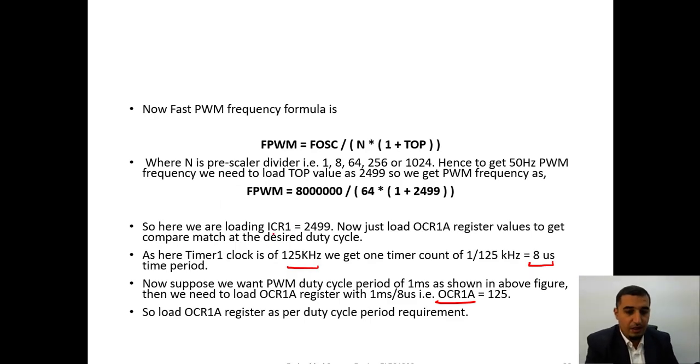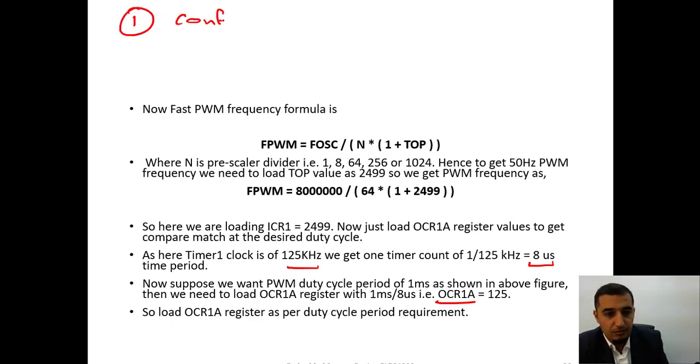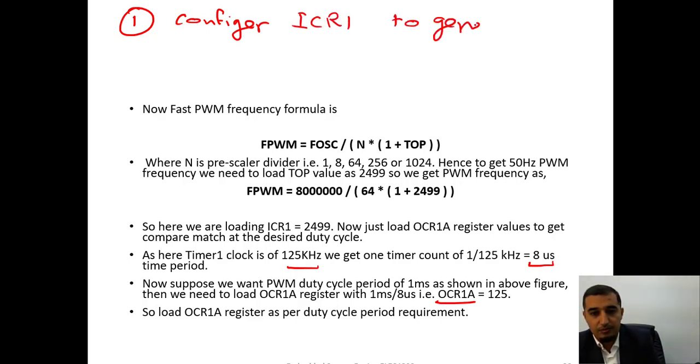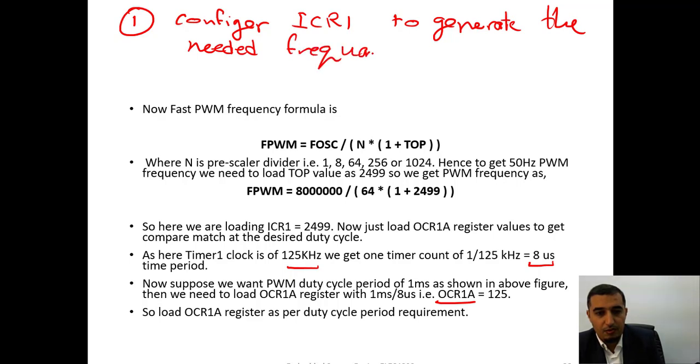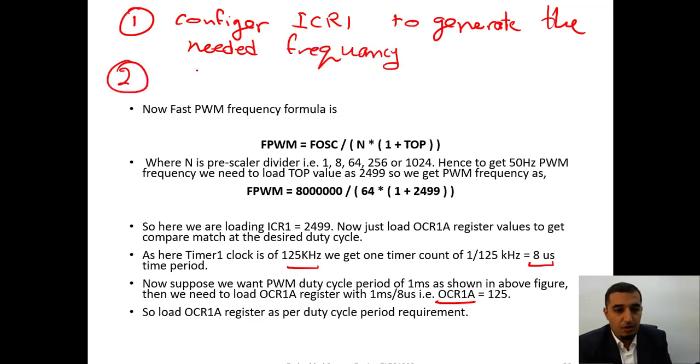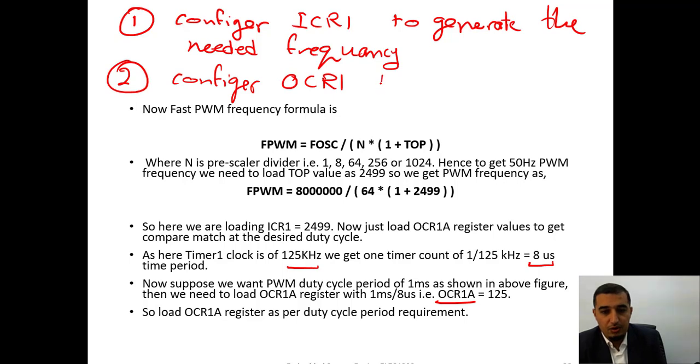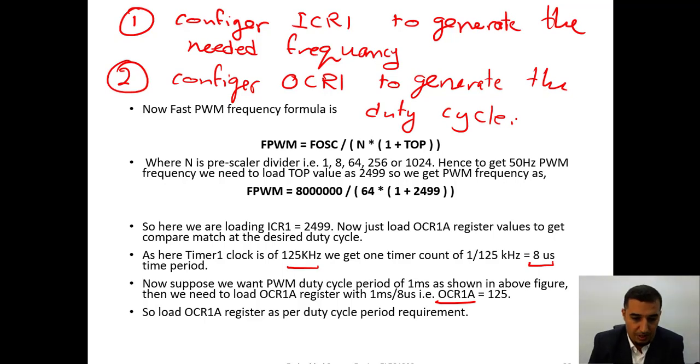So in order to configure the microcontroller, you need to do two things. The first thing, configure ICR1 to generate the needed frequency, and configure OCR1 to generate the duty cycle. So these are the two steps.